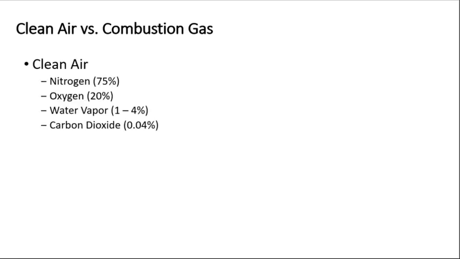From these points, we can look at a very basic general comparison between the composition of clean air versus the composition of exhaust combustion gas directly exiting a combustion source. Clean air is mainly comprised of nitrogen, oxygen, and water vapor. We also indicate the small percentage of carbon dioxide, 0.04% or 400 ppm.